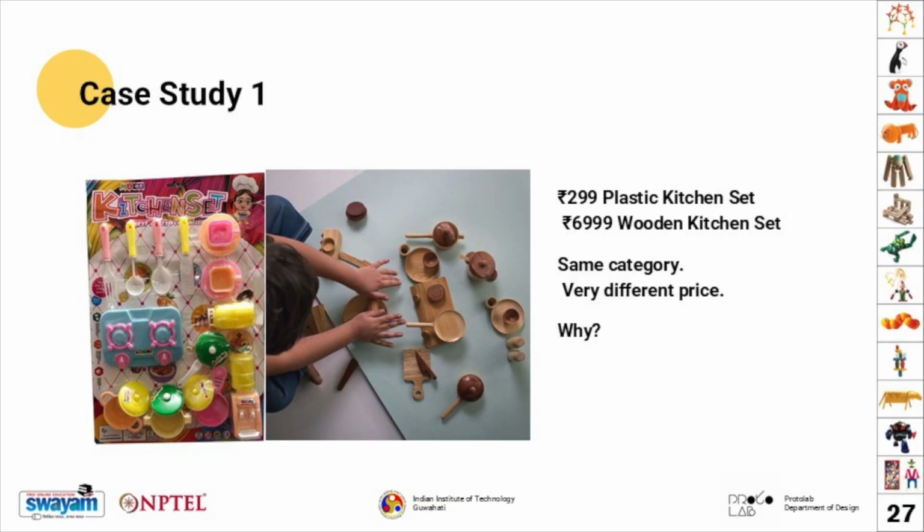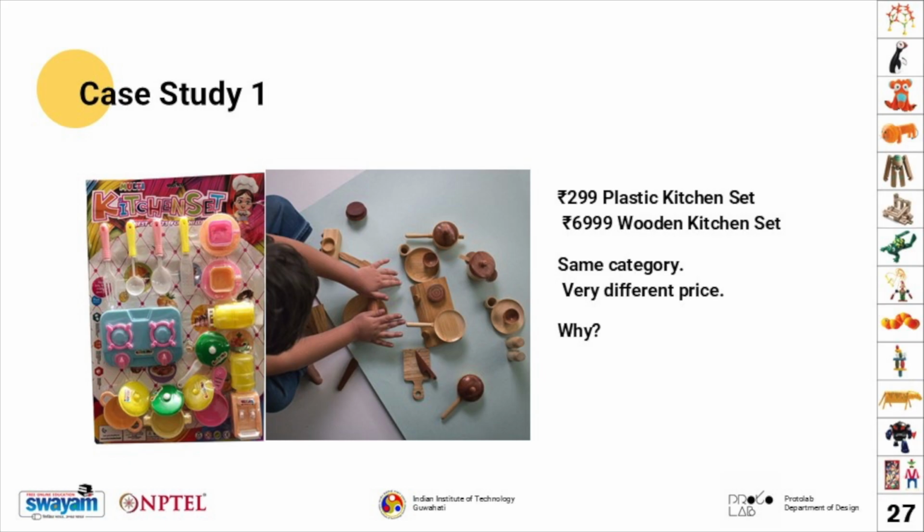Let us examine two products that appear to serve the same play theme: pretend kitchen play. One retails at rupees 299 in a mass market toy store. The other retails at rupees 6,999 in a premium children's lifestyle brand store. Both are kitchen sets. Both allow play. Both include utensils and cooking elements. Yet, the price difference is over 20 times.